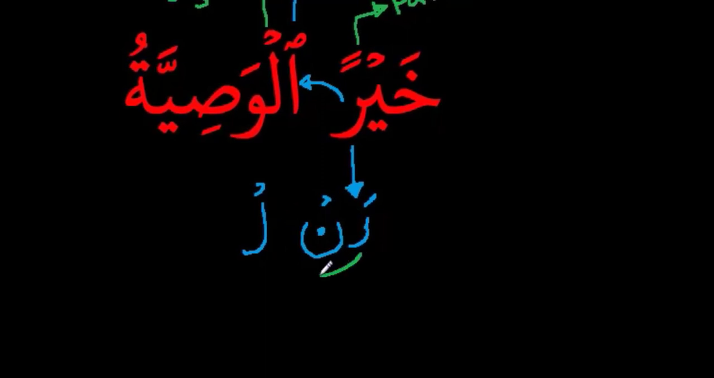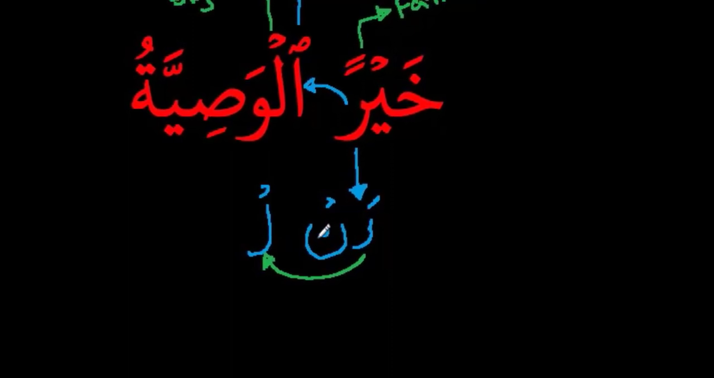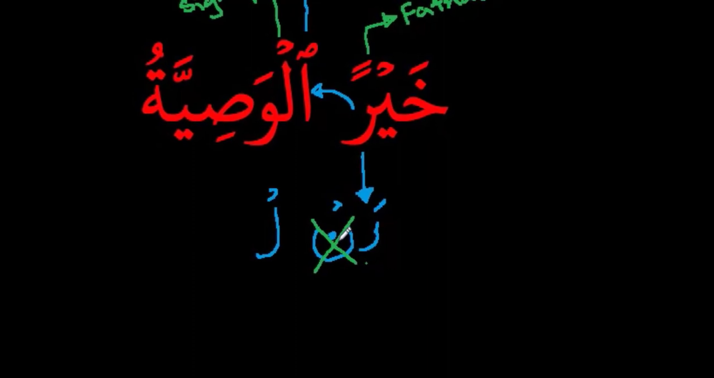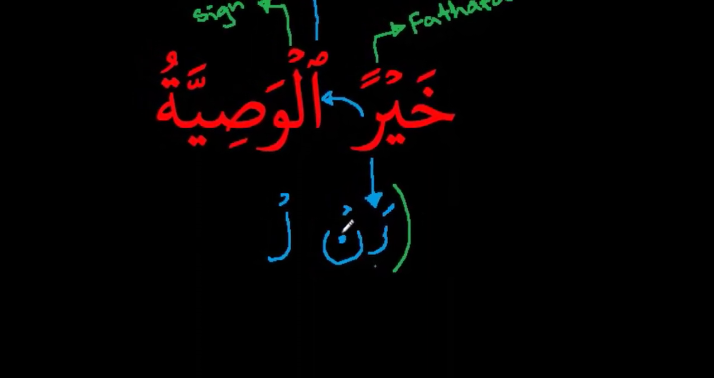And if we are going to connect the ra sound directly with lam, like rul, it means we are not pronouncing letter noon, so removing a letter or skipping a letter, it's also a bigger mistake. So in this case also we have to pronounce this letter noon.